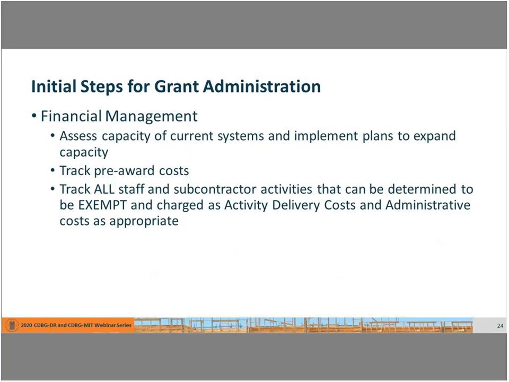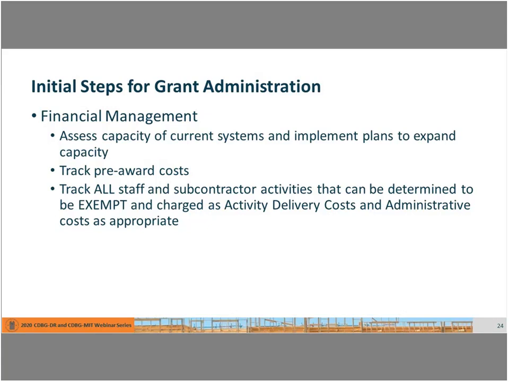The slide represents some things that you should consider while you're waiting for your grant agreement from HUD. You're going to be processing a large number of construction invoices, so make sure that your current system is set up to deal with that increased volume. Be sure to track your pre-award costs as they are reimbursable once your grant agreement is signed.